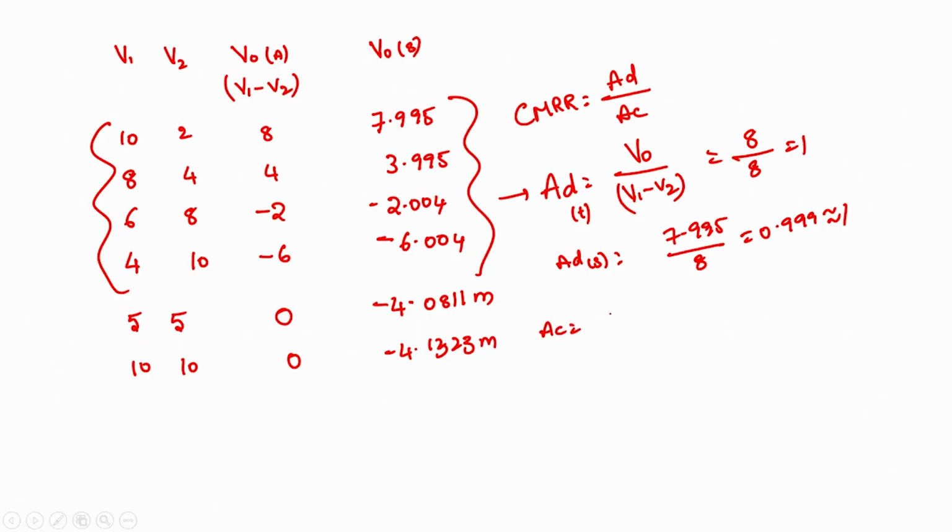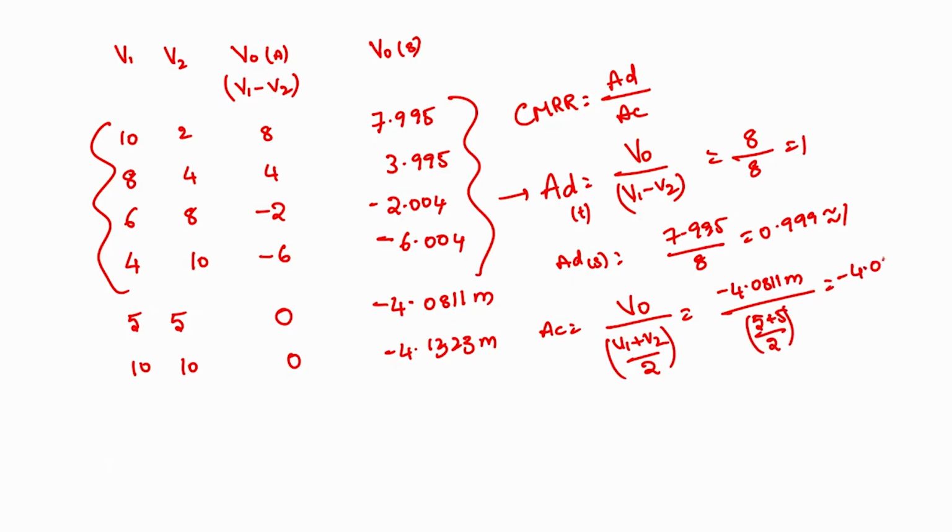Theoretically it should be 0, but practically, simulation-wise, the value is minus 4.0. So how do we calculate? First let me write the formula: output voltage by common mode signal, V1 plus V2 by 2. So what is V naught? Minus 4.0811 milli divided by (5 plus 5) by 2, which is nothing but 10 by 2, again this is 5. So minus 4.081 milli divided by 5.